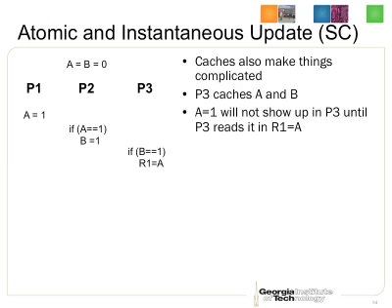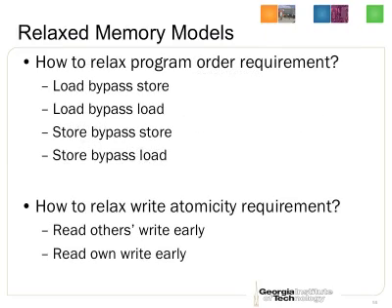We've seen that caches, especially write-back caches, make things complicated. P3 may cache A and B. So the update to A will not show up in P3 until P3 reads it when it performs the update of R1 with the value of A.